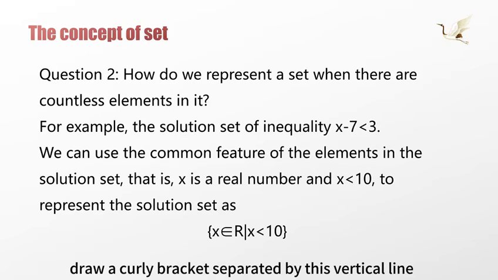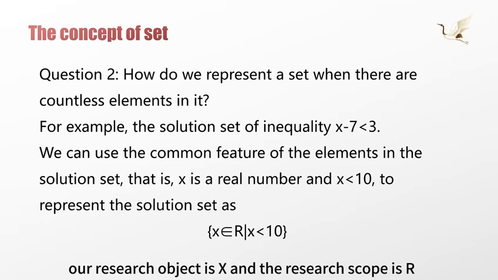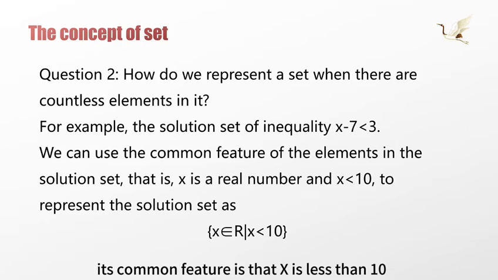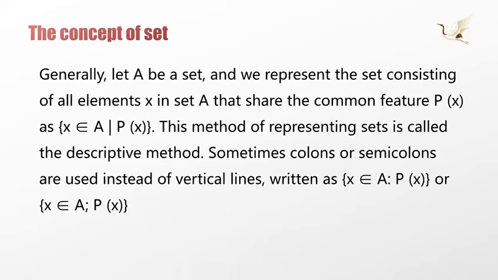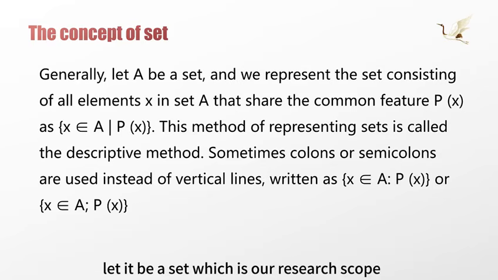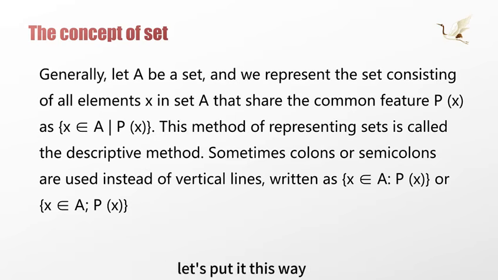Firstly, draw a curly bracket separated by a vertical line. In front of the vertical line, our research object is x and the research scope is R. Its common feature is that x is less than 10. Let's abstract it. Generally, let A be a set, which is our research scope. We take all the elements x in set A that have a common property p(x), which is its common property, and x is the research object.